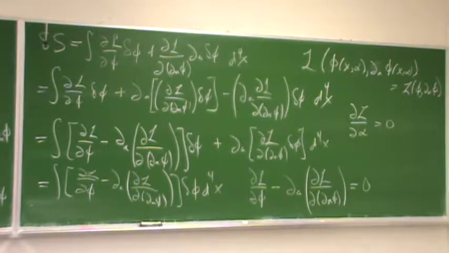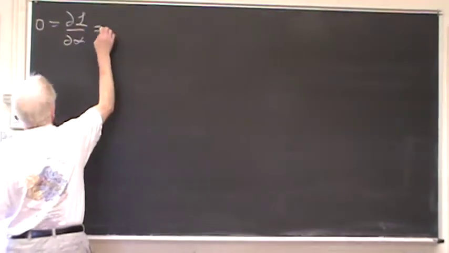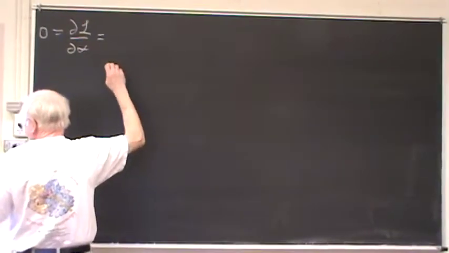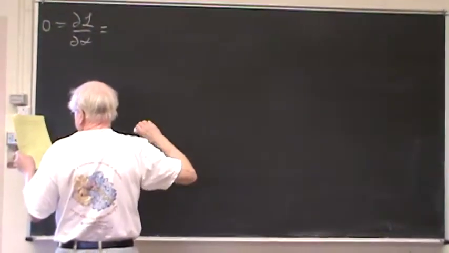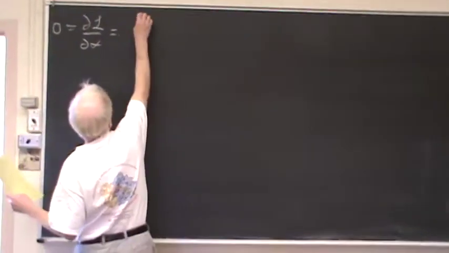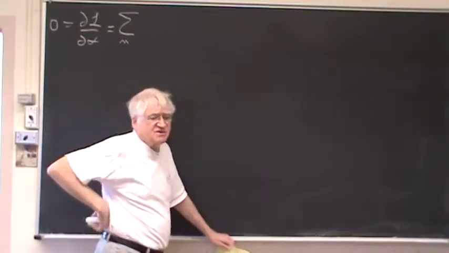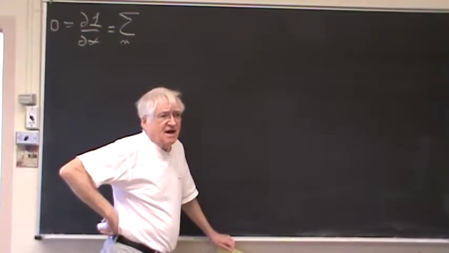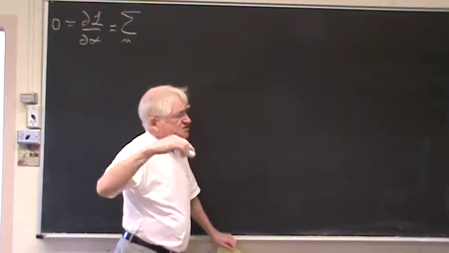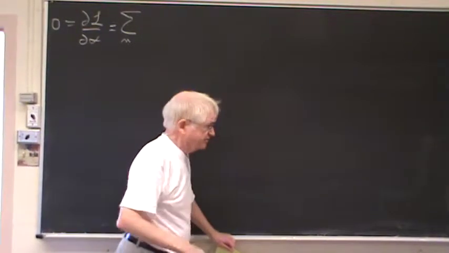All right. So let me get the consequences of that. 0 then is partial L, partial alpha. And I think I will put in a sum over different fields. So now we're supposing there are several fields, and as you change alpha, they all change one way or another.